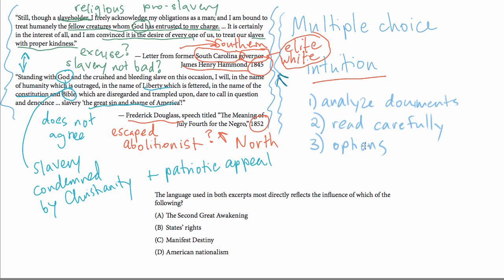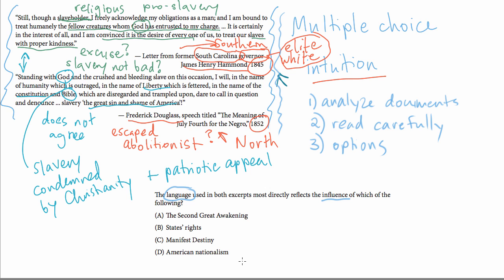The language used in both excerpts most directly reflects the influence of which of the following? So they're specifically asking us about the language. That means the words that they're using, their phrases, not maybe their political positions or the ideas that they're trying to get across, but specifically the words. And we're looking for the influence of one of these four ideologies.